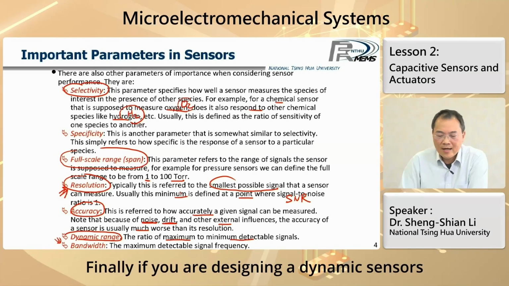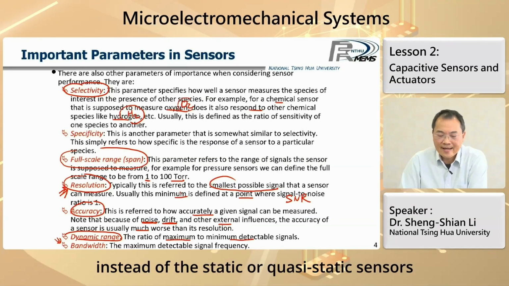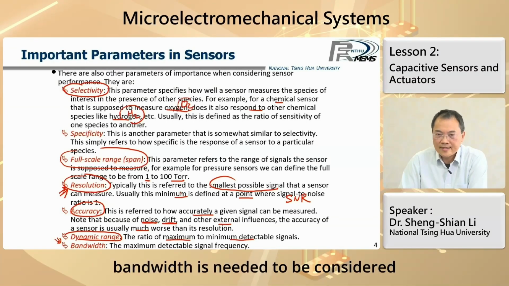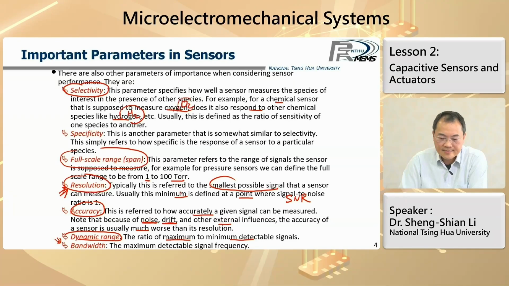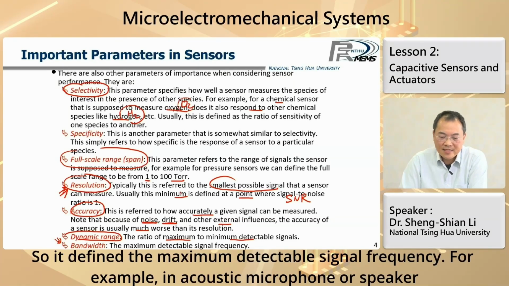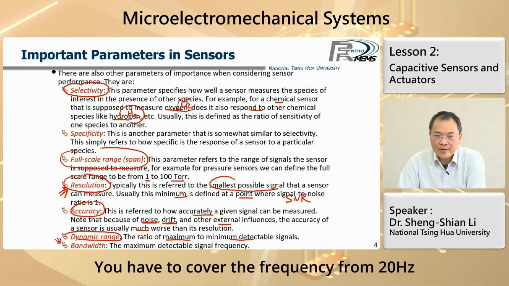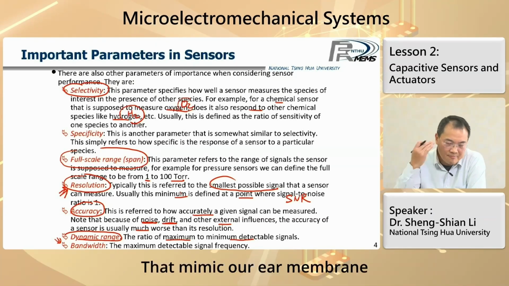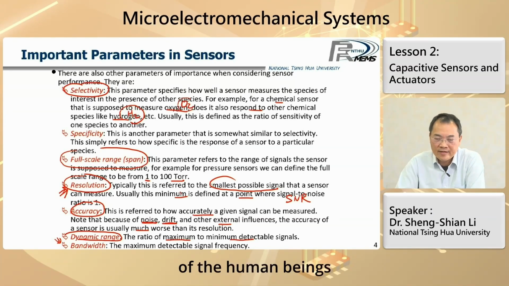Finally, if you are designing a dynamic sensor instead of static or quasi-static sensors, for example, an accelerometer or acoustic microphone, bandwidth needs to be considered. So it defines the maximum detectable signal frequency. For example, in an acoustic microphone or speaker, you have to cover the frequency from 20 Hz to 20 kHz. That mimics the ear membrane of human beings.